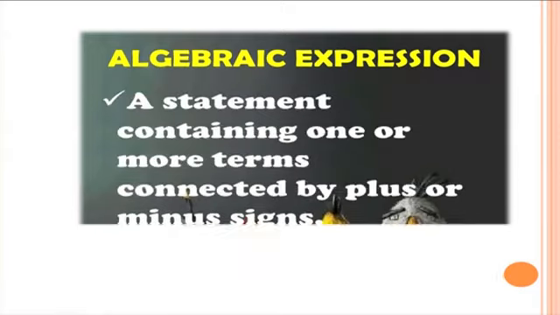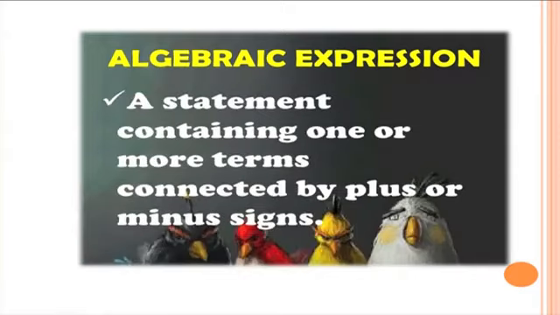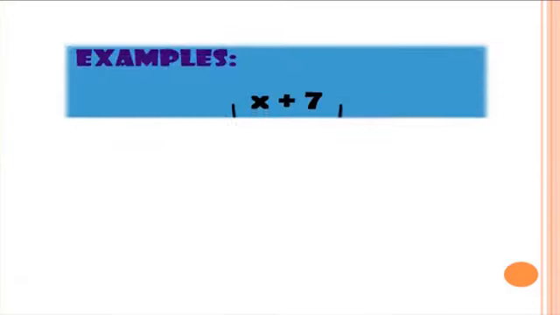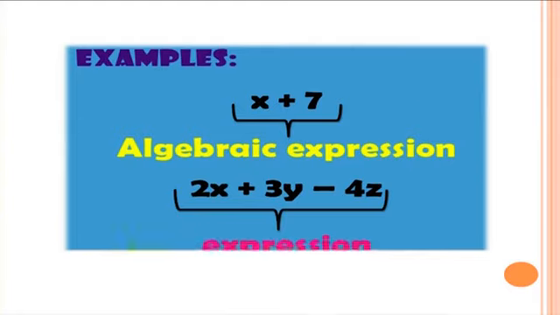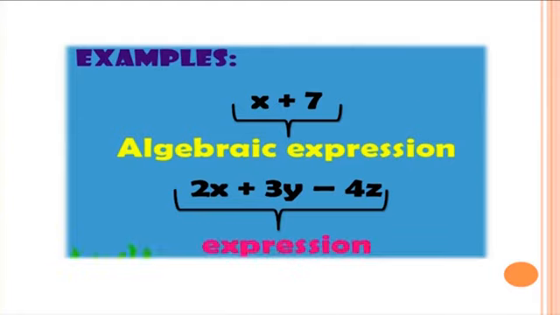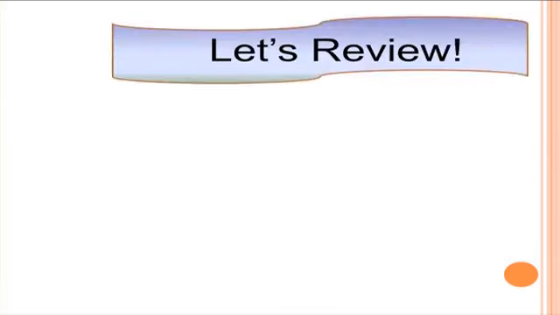So an algebraic expression is a statement containing one or more terms connected by a plus or minus sign. For example, x plus 7 is an algebraic expression with 2 terms, and 2x plus 3y minus 4z is an expression with 3 terms. So let's review what we have done till now.